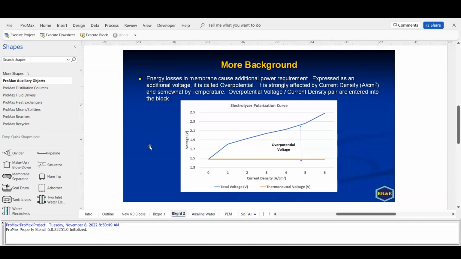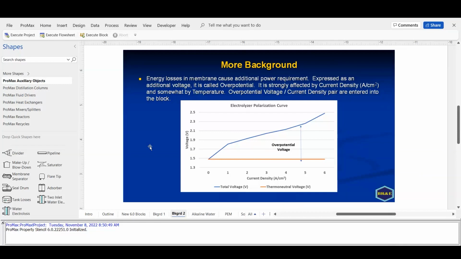It's kind of like compressor horsepower curves. It's like other equipment we have where there's a theoretical portion that the simulator can calculate, and then there's this mechanical inefficiency portion that we can't calculate. We ask you to supply that kind of information.